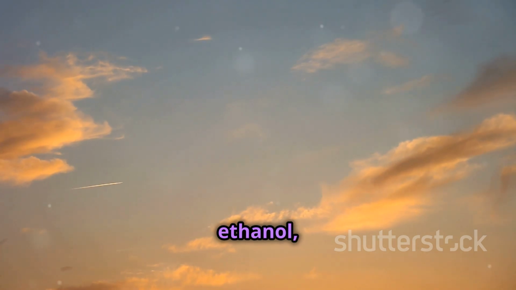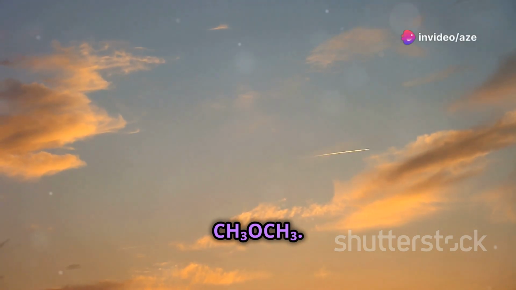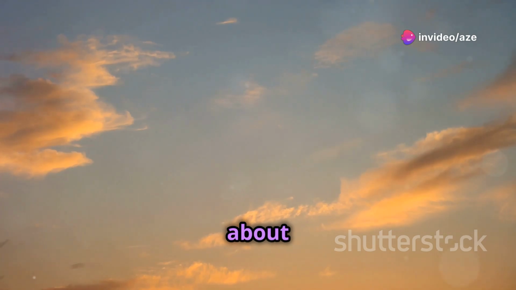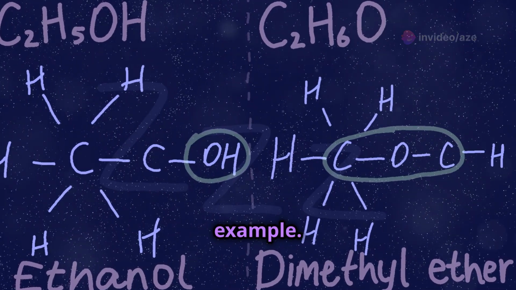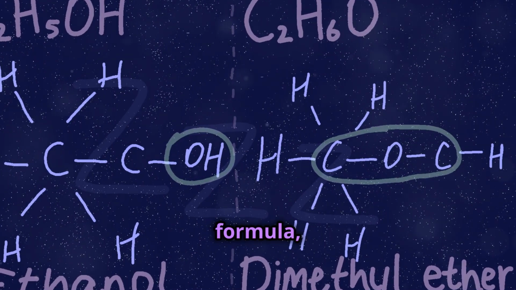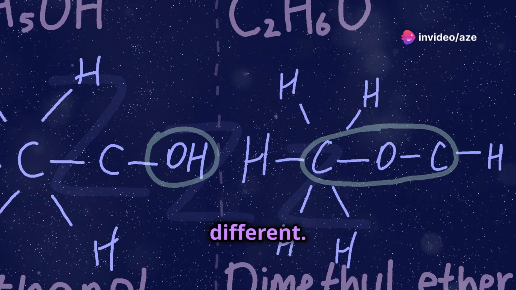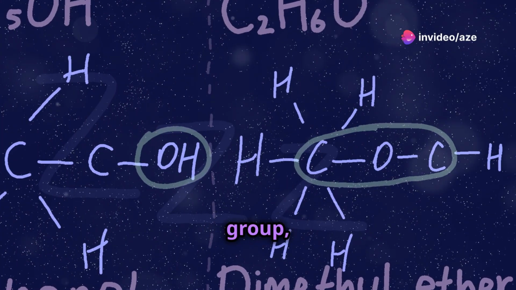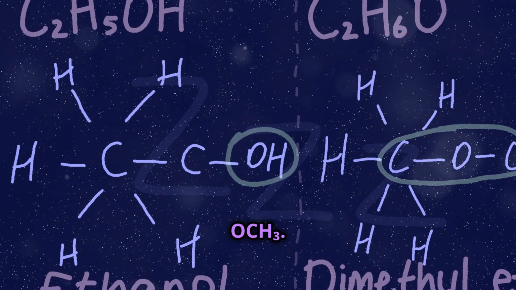Let's compare ethanol, CH3CH2OH, and dimethyl ether, CH3OCH3. You'll learn more about these structures in organic chemistry, but you can pay attention for the sake of this example. Both of these compounds have the same molecular formula, C2H6O, but their structures and properties are quite different. Ethanol has a hydroxyl group, OH, while dimethyl ether has an ether group, OCH3.